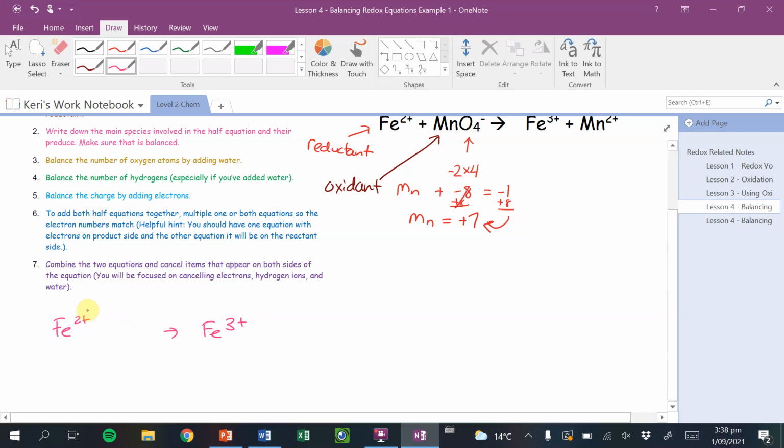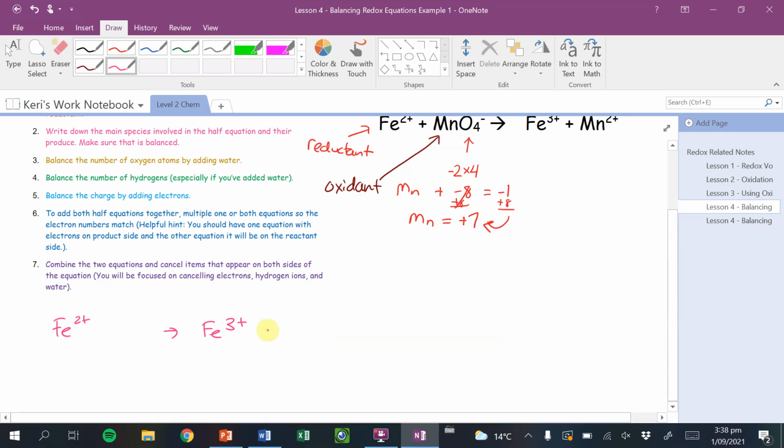So when I'm looking at this, the oxidation number has increased. That means electrons have been lost. And I look here and I've gone from a +2 to a +3, so I've lost 1 electron. And we know with oxidation that I should have the electrons on the product side because they are being lost.